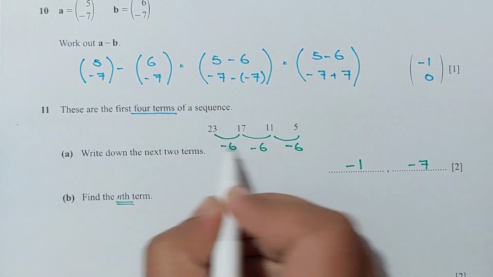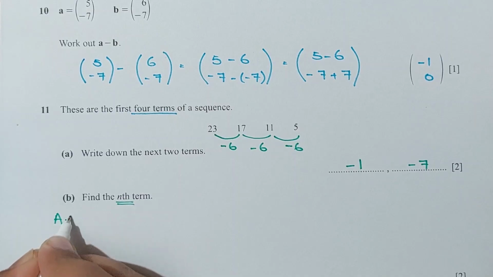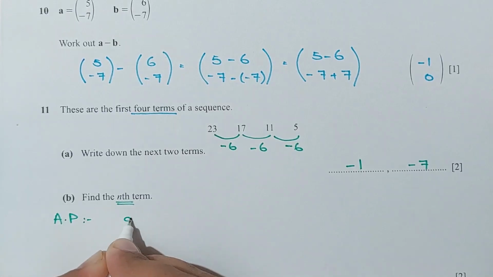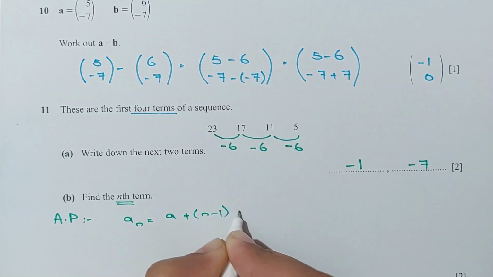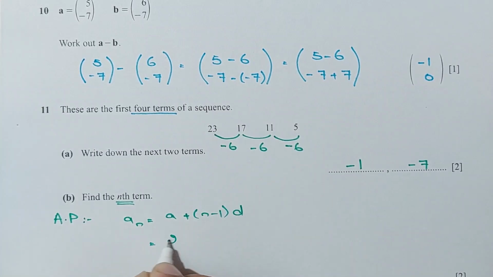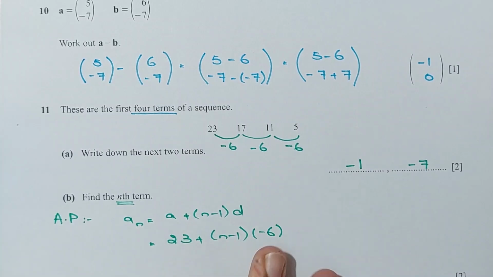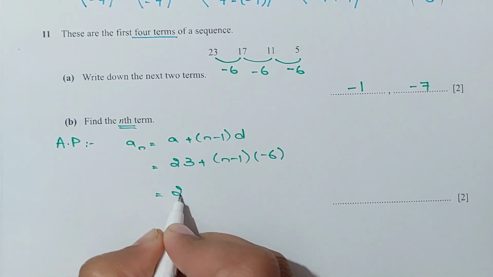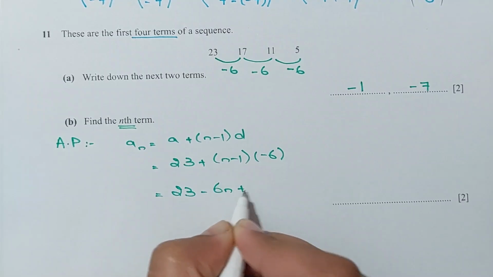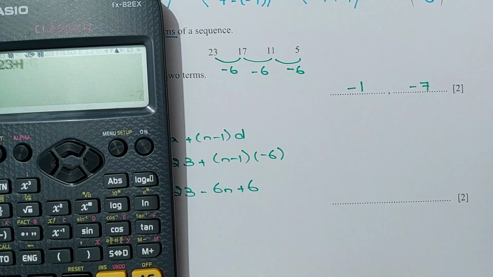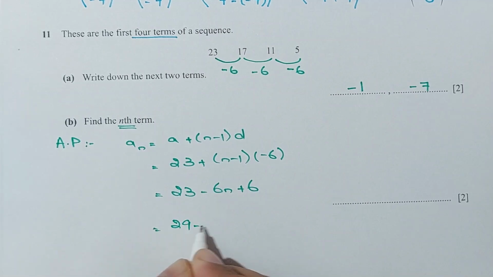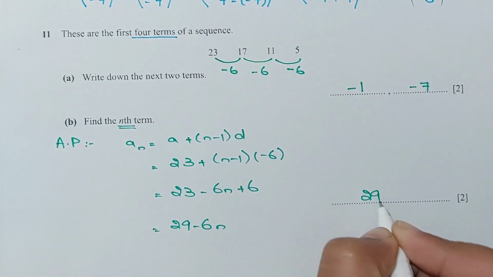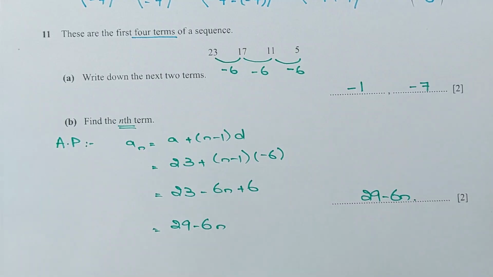Now find the nth term. This is an arithmetic progression. You can see we have a common difference of negative 6. So the arithmetic progression nth term is a plus (n minus 1) times d. First term is 23 plus (n minus 1) and the common difference is negative 6. Just simplify. We have 23 minus 6n plus 6. So 23 plus 6 would be 29 minus 6n. This would be the nth term, 29 minus 6n for this sequence.